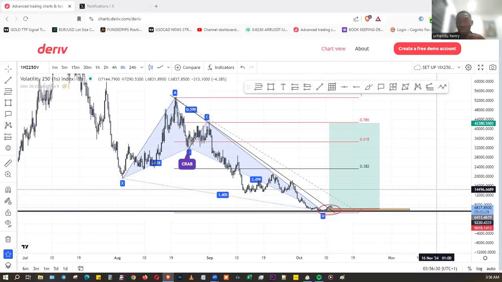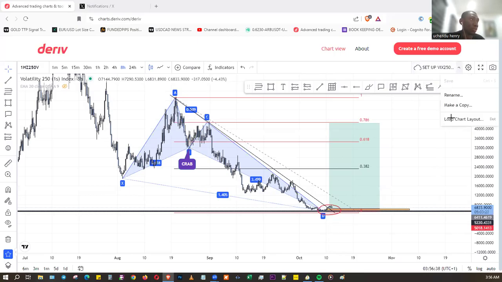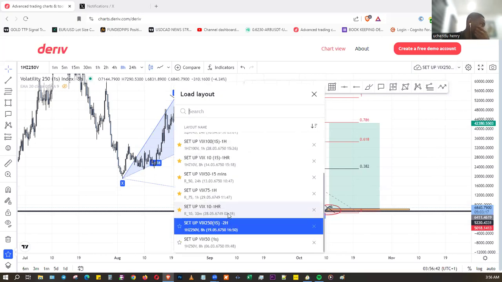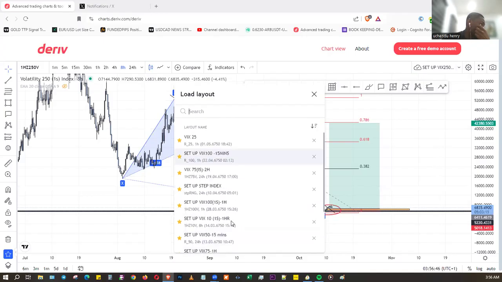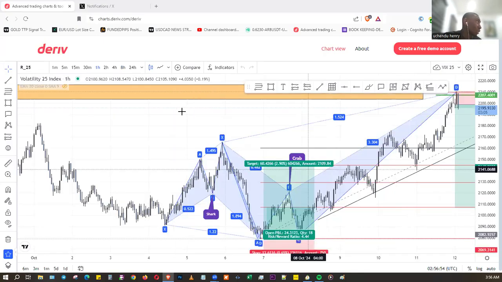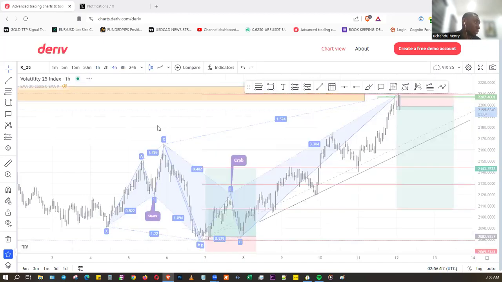Okay, so the last analysis I want to show you guys is on V25 index. Let me save it, guys. V25 index. Yes, this is a valid crab.